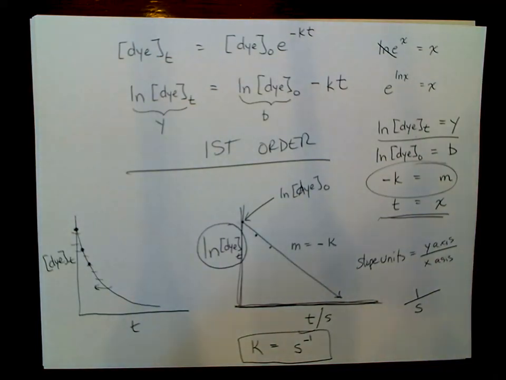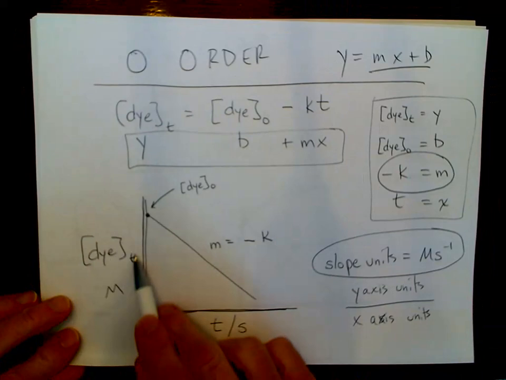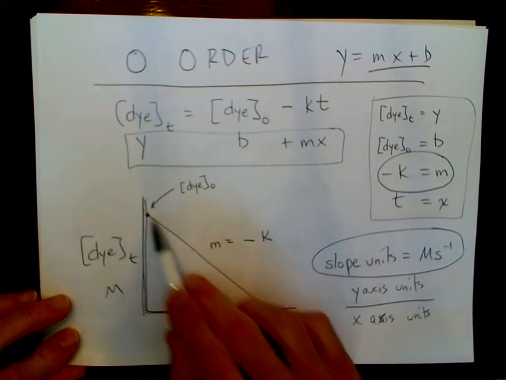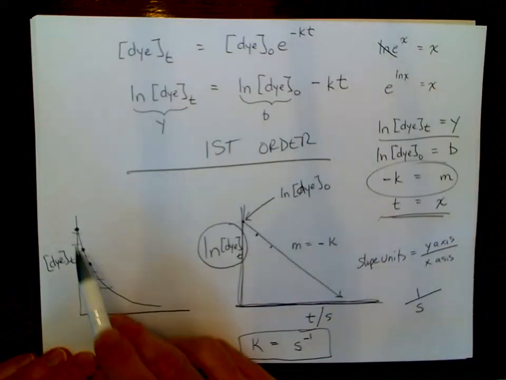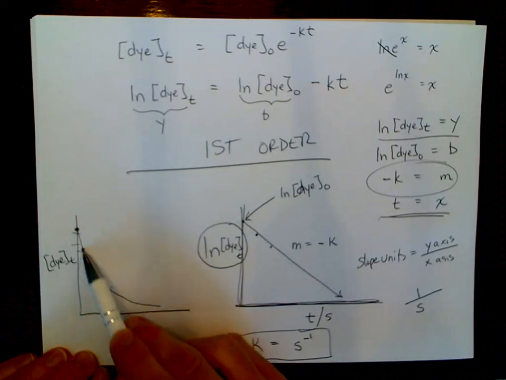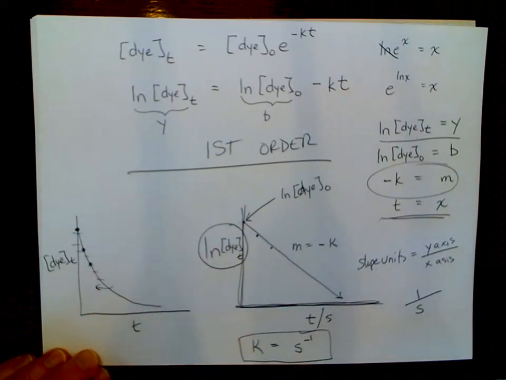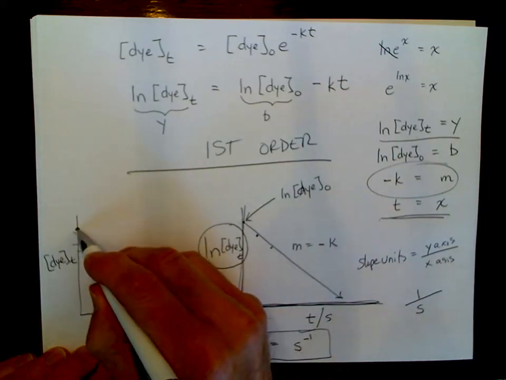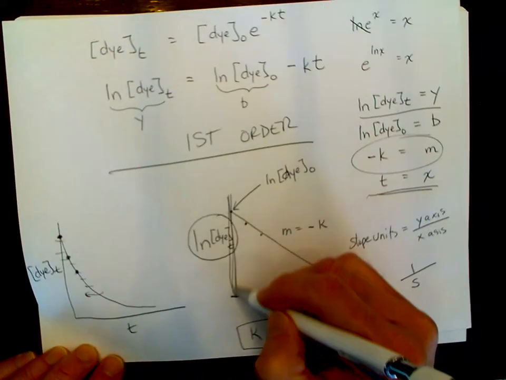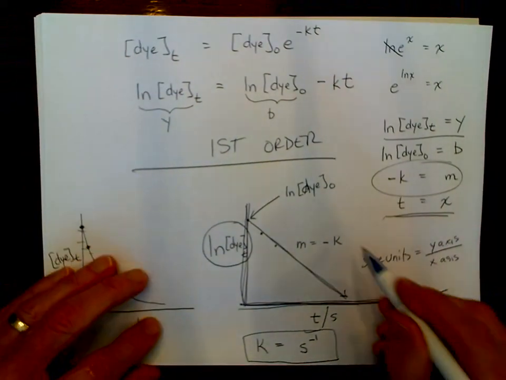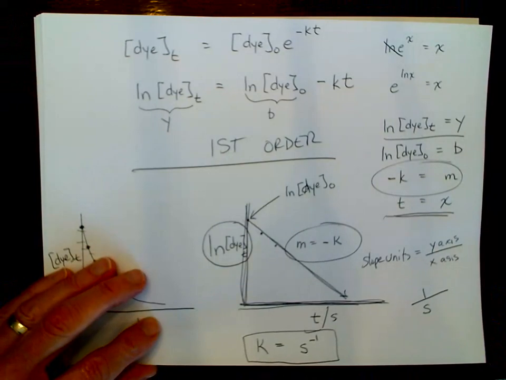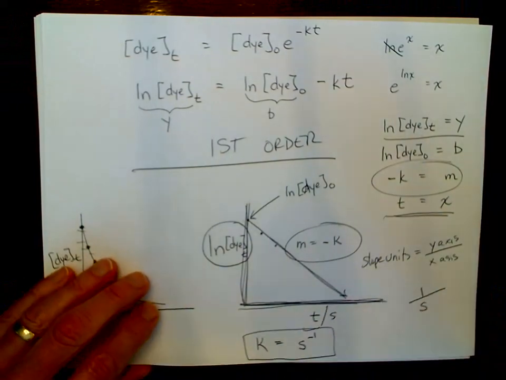So to recap where we're at: for a zero order process, if you plot the dye concentration versus time, you'll see a straight line. Aha, it's zero order. There's nothing else I need to do. If you plot the dye concentration versus time and you get a curvy line, then we have to figure out if it's first or second order. The first thing we do is check if it's first order. If it is, we take the natural log of all these values and plot those versus time. If we get our straight line, we know it's first order, and we can find the rate constant from the slope of the line. It's pretty nice.